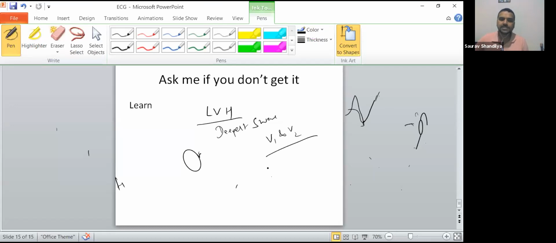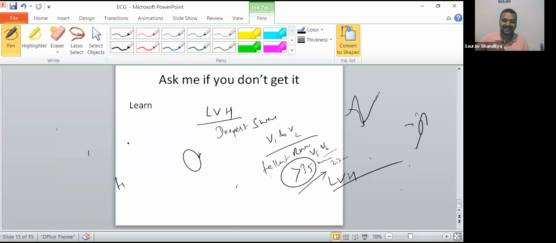Now, tallest R wave, tallest R wave, more than 35 mm. That is not correct. Okay, especially in the V5 and V6, it should not cross normally 27 mm. I have seen, but 35 mm if it is crossing, I'm telling you it is 100% left ventricular hypertrophy. You don't need other test normally.